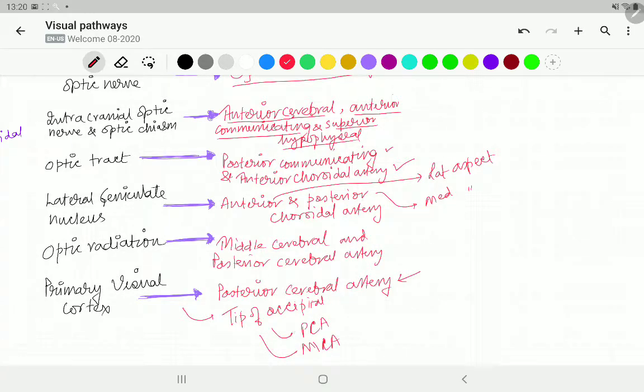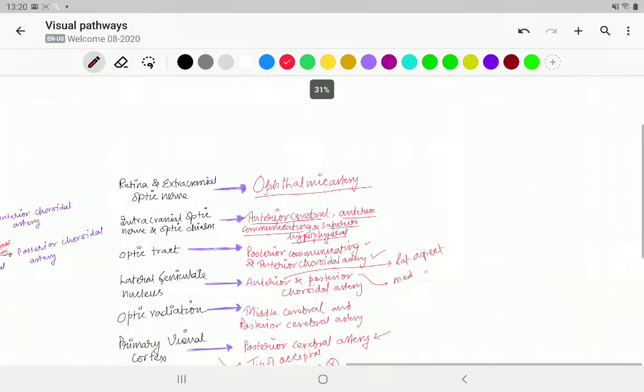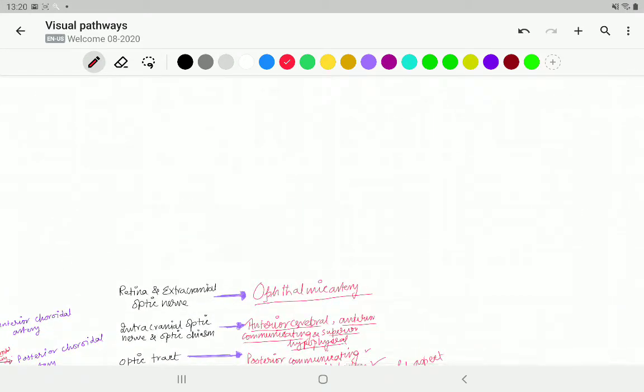So if there is a blockage of the PCA, for example, the macula is spared because there is still blood supply coming from the middle cerebral artery. Okay, so that's one aspect. Now we will quickly discuss the blood supply of the optic nerve and the retina.